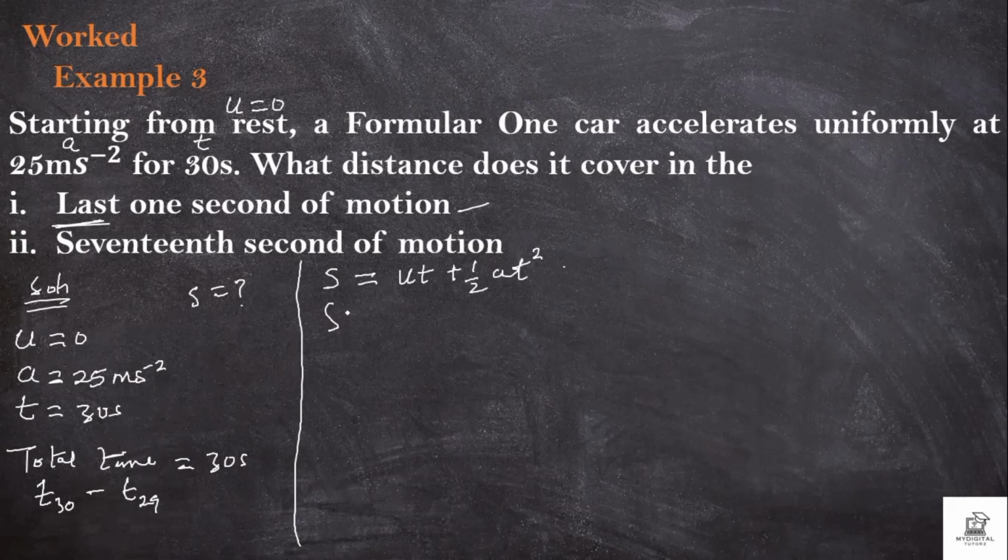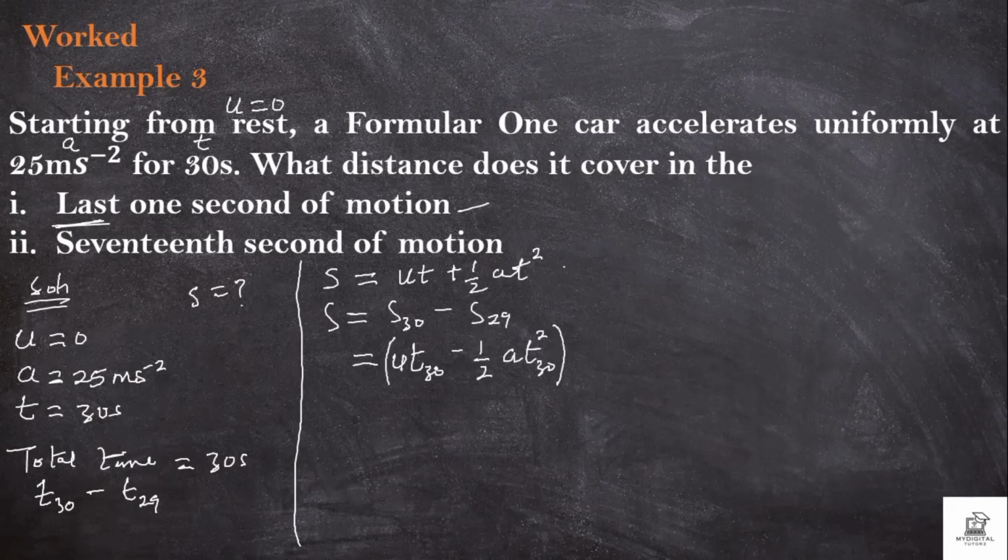Distance in the last 1 second, let it be s, is equal to distance in the 30th second minus distance in the 29th second. So that will give us the distance in the last 1 second. Remember our formula, s equals ut plus half at squared. So I'm going to write it for time t second and time 29 second. For the 30th second, I'm going to have u multiplied by t30 plus half a t30 all squared. Is that clear?